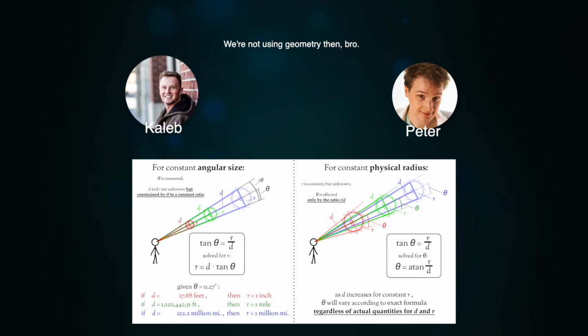We're not using geometry then, bro. We must be disagreeing on the core tenets of geometry. Because you have to have two angles of the triangle to figure out the lengths of the distance.